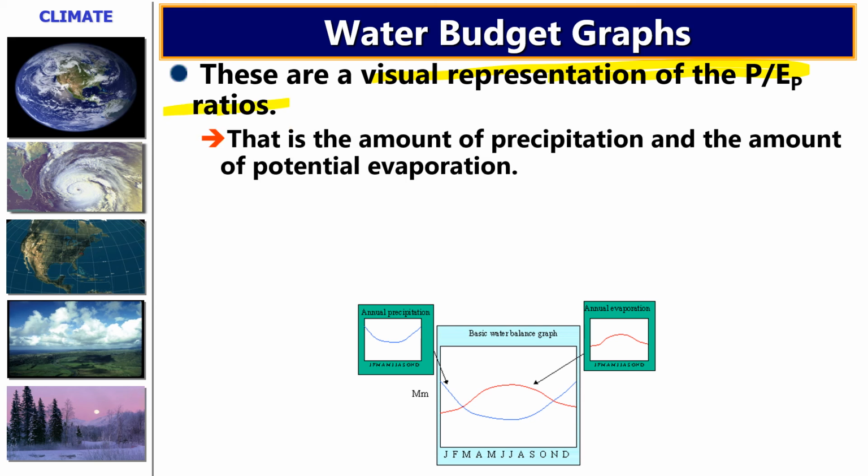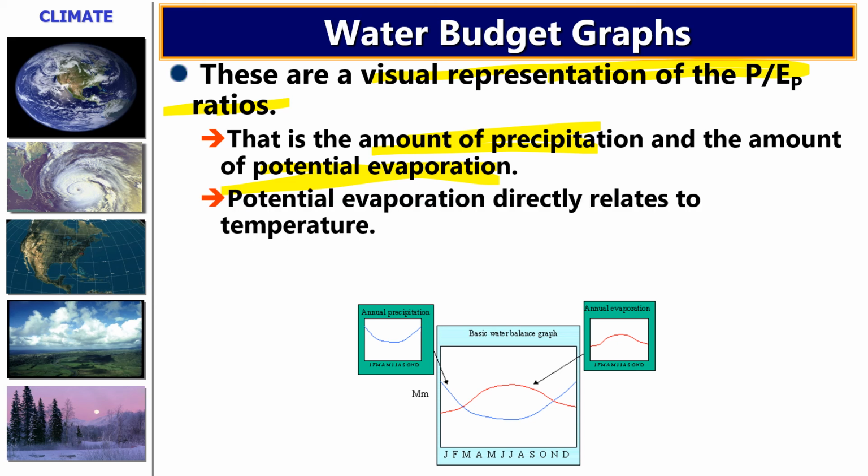So it's showing you the amount of precipitation versus the potential for evaporation. There are 2 separate lines drawn on there. So in here we have our blue line is the amount of precipitation, and our red line is the amount of possible evaporation. Keeping in mind that that directly relates to the temperature. So where you have a higher temperature, you have a higher evaporation potential. And that tends to happen in summer months. Lower temperature, you have a lower evaporation potential. So those are your winter months.